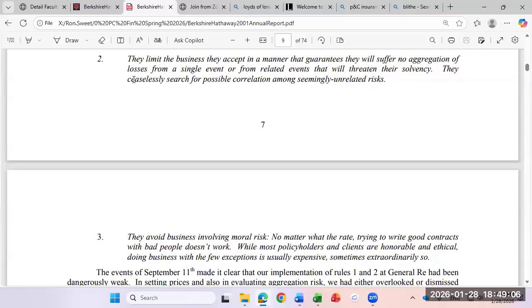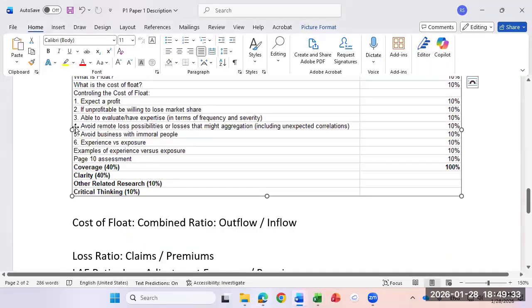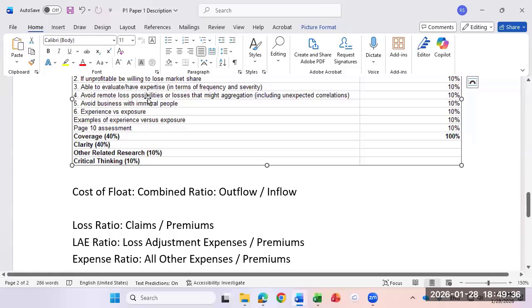All right, the next one has to do with the aggregation of loss and correlation. So this one's pretty important to what happened to him in 9/11. They limit their best business so they will suffer no aggregation of losses from a single event or from related events that will threaten their solvency. They avoid remote loss possibilities or losses that may aggregate. In your answer here, you've got to make sure you talk about the word correlation, unexpected correlation.